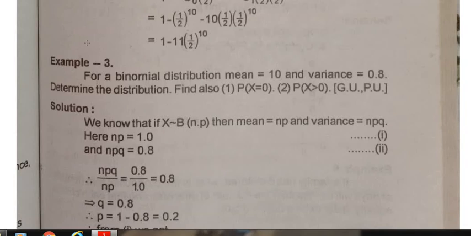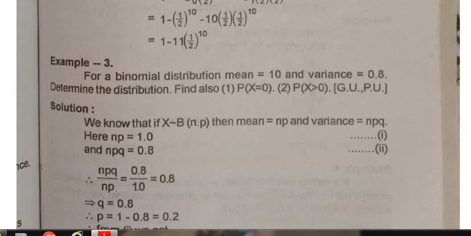Here the example says that the distribution is binomial. Therefore, we may write mean equals np and variance equals npq. Here np is the mean, so np equals 10. Sorry, not 10, this will be 1.0. And npq is 0.8. These two may be marked as equation number 1 and 2.